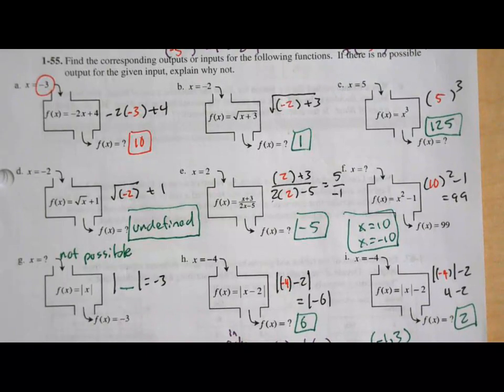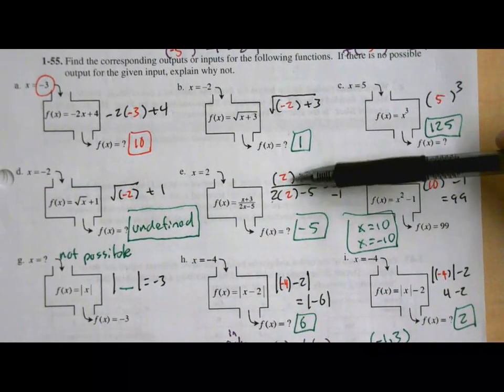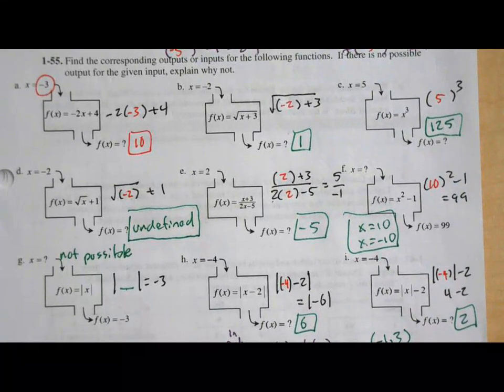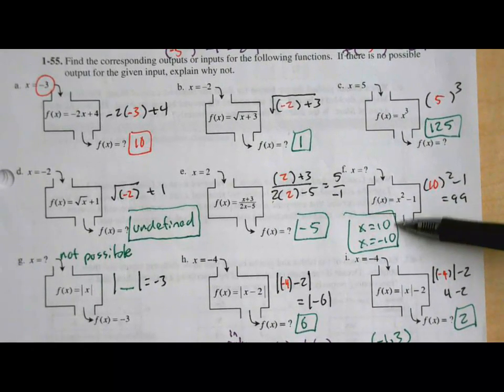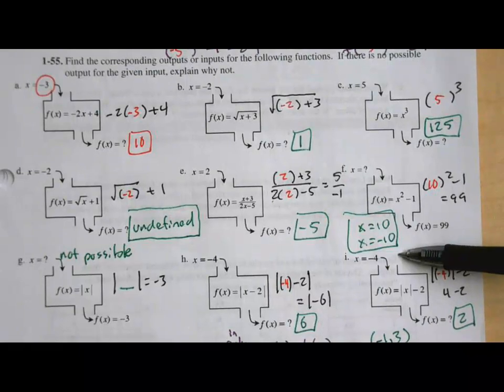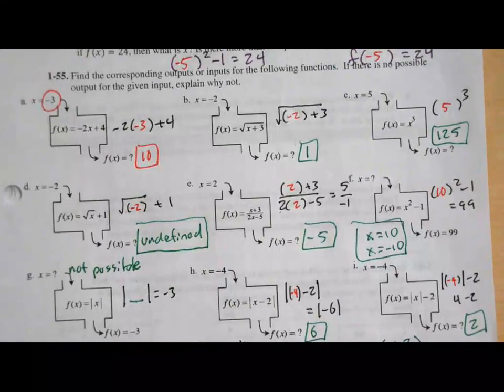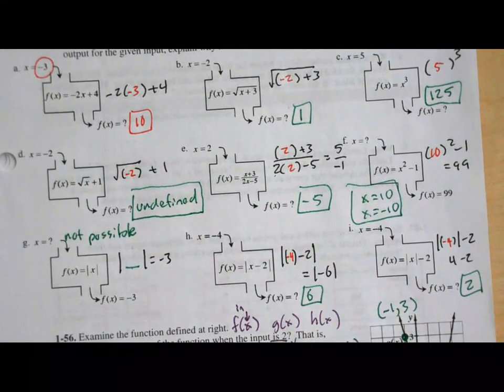It's awesome. Part E was probably the most advanced one because we had to put that 2 into 2 different places in the equation. You should have come up with a final answer of -5. Part F, there were 2 answers. Was anybody able to come up with both 10 and -10? I saw a lot of people had 10. Did you come up with a -10 also? That one was kind of tricky. Part G is not possible because how can you take the absolute value of something and get a negative answer? You can't. Part H was 6. Part I was 2.